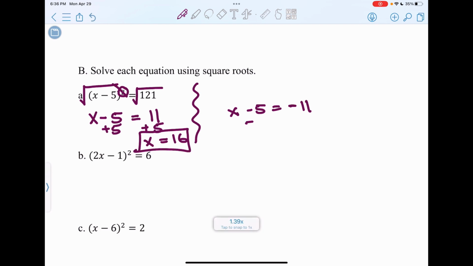And once again, I'm going to add 5 to both sides. Negative 11 plus 5 is negative 6. And so negative 6 is another x-intercept.